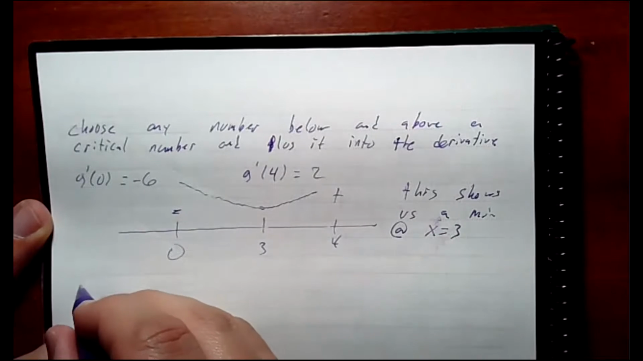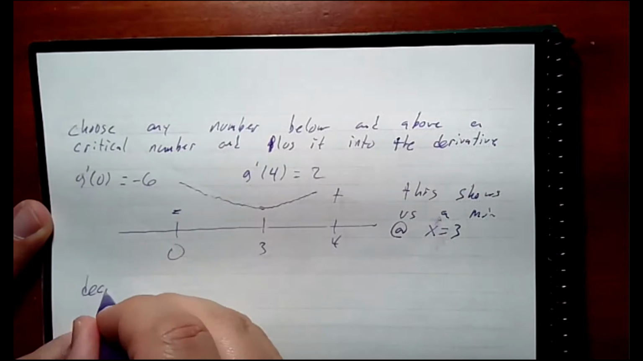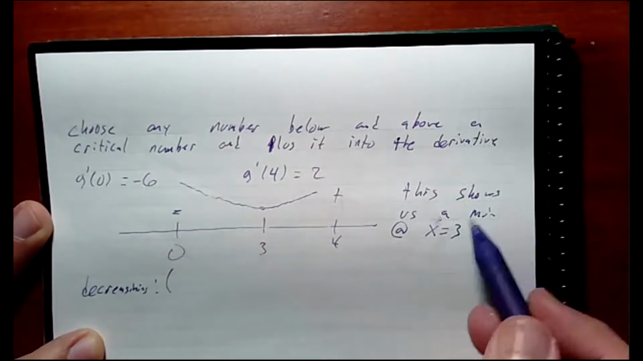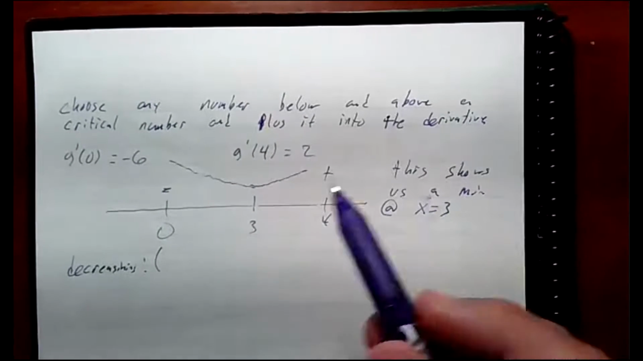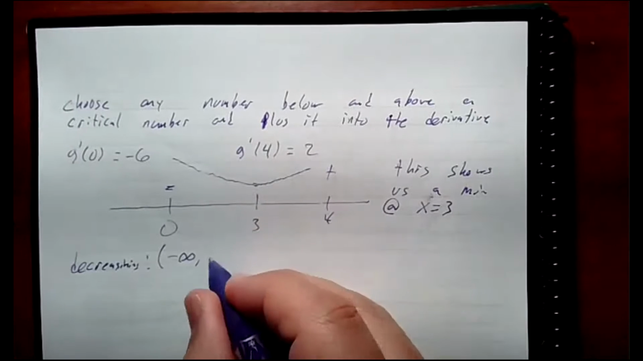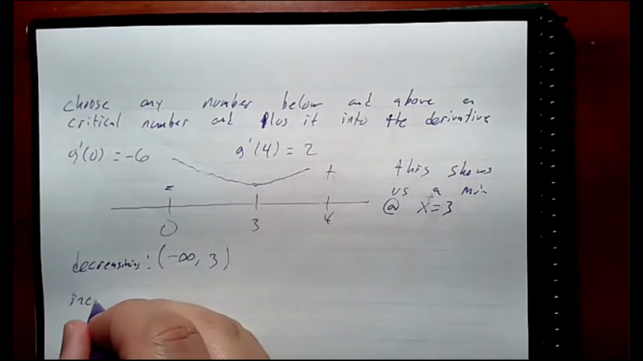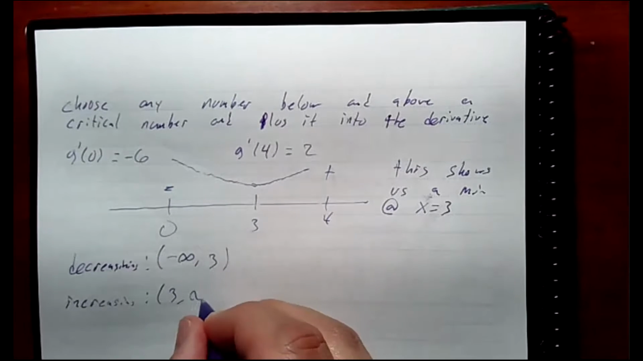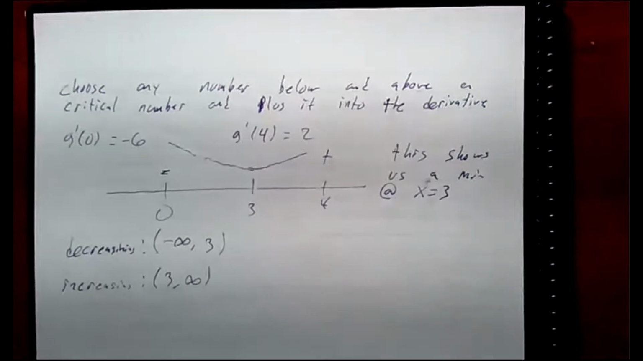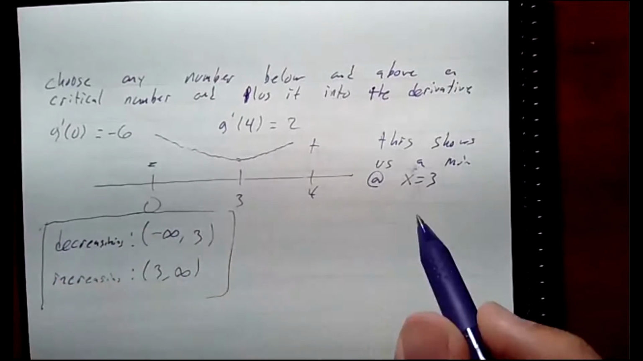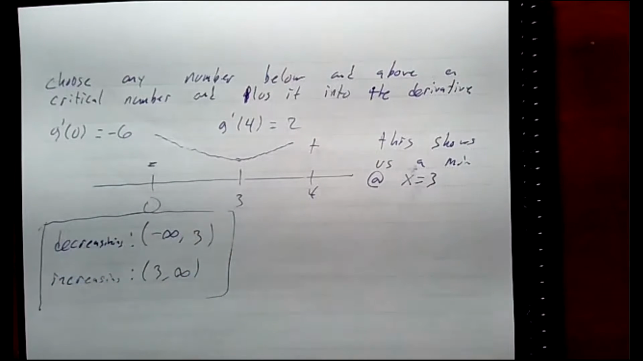This also tells us that we are decreasing. They didn't ask about this, but it's a consequence of all that. We're decreasing from negative infinity until 3. We are increasing from 3 till infinity. So this is what they asked for. But you see how the first derivative test gives you this and tells you about a minimum. But the first few questions will not ask you about minimum.